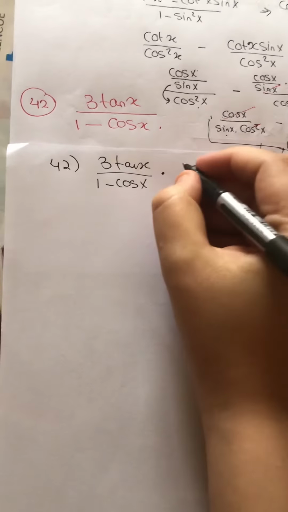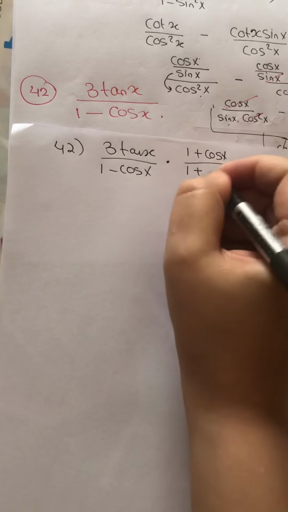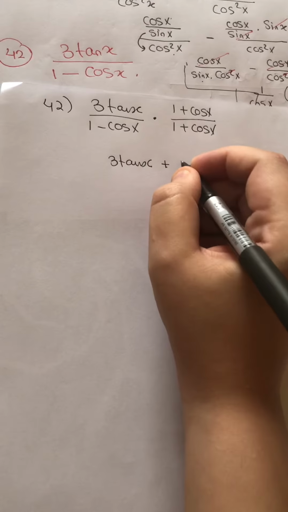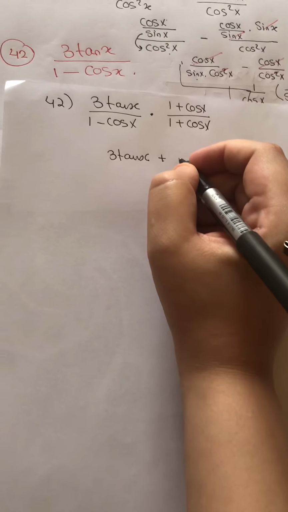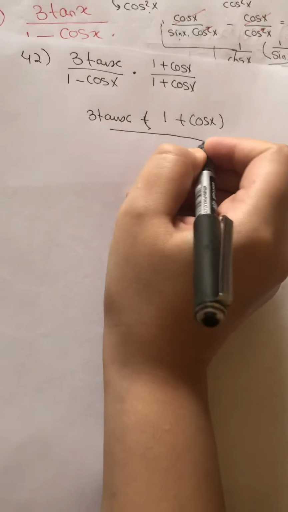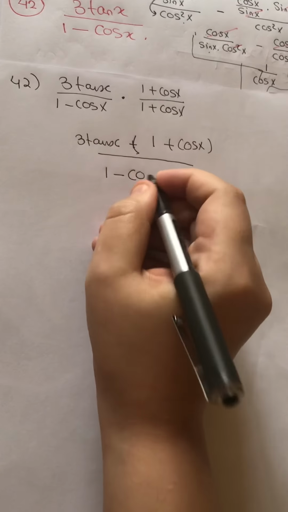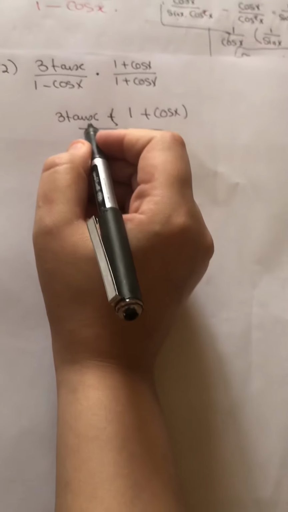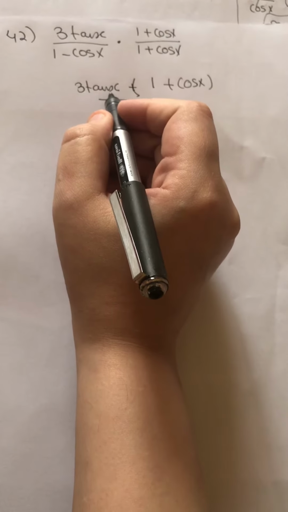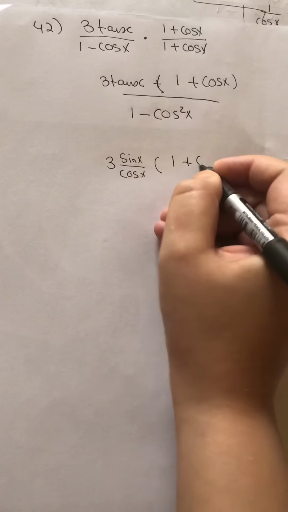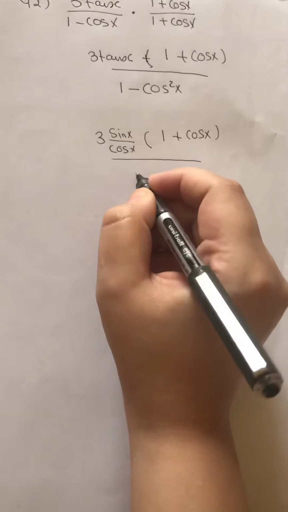I would definitely start by multiplying by 1 plus cosine x, and here I will have a Pythagorean identity in the denominator. So 3 tan x, I'm distributing the numerator, plus 3 tan x, let me keep it for now, okay? 1 plus cosine x all over what? 1 minus cosine squared x, and we know that 1 minus cosine squared x is sine squared x. Okay, let me change this tan x into, okay, let me go on. This is 3 sine x over cosine x times 1 plus cosine x all over sine squared x. This is this, right?